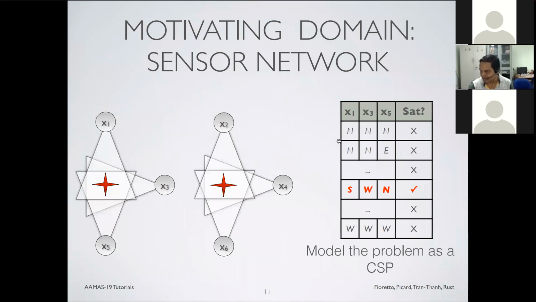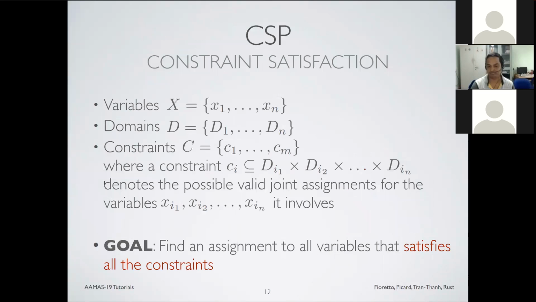So find an assignment to all the variables, x1, x3, x5. What is the assignment? Should I choose north or south or east or west? For x1, similarly for x3, similarly for x5. I need to choose the values for x1, for x3, and for x5, which will satisfy all the constraints to track my target. That is the goal: find an assignment to all variables that satisfies all the constraints. That's why this is called a constraint satisfaction problem.